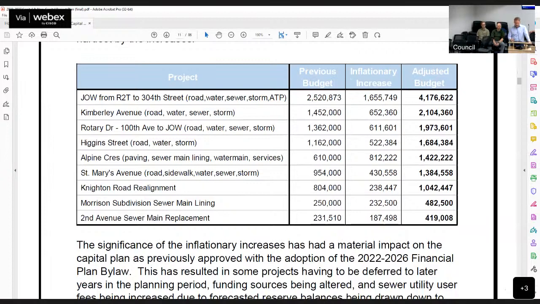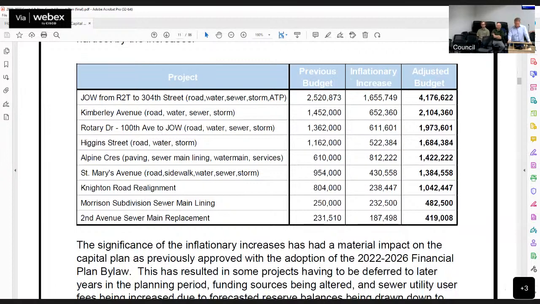So through that exercise this year, you'll see some of these projects. The Jim Ogilvie Way, council approved a budget of $2.5 million in the previous 5-year financial plan. Through that exercise of comparing that cost with reference to current unit costs, it was increased by just about 66%. So $1.65 million, and the new budget is $4.2 million on that. And we've got a number of examples of that.